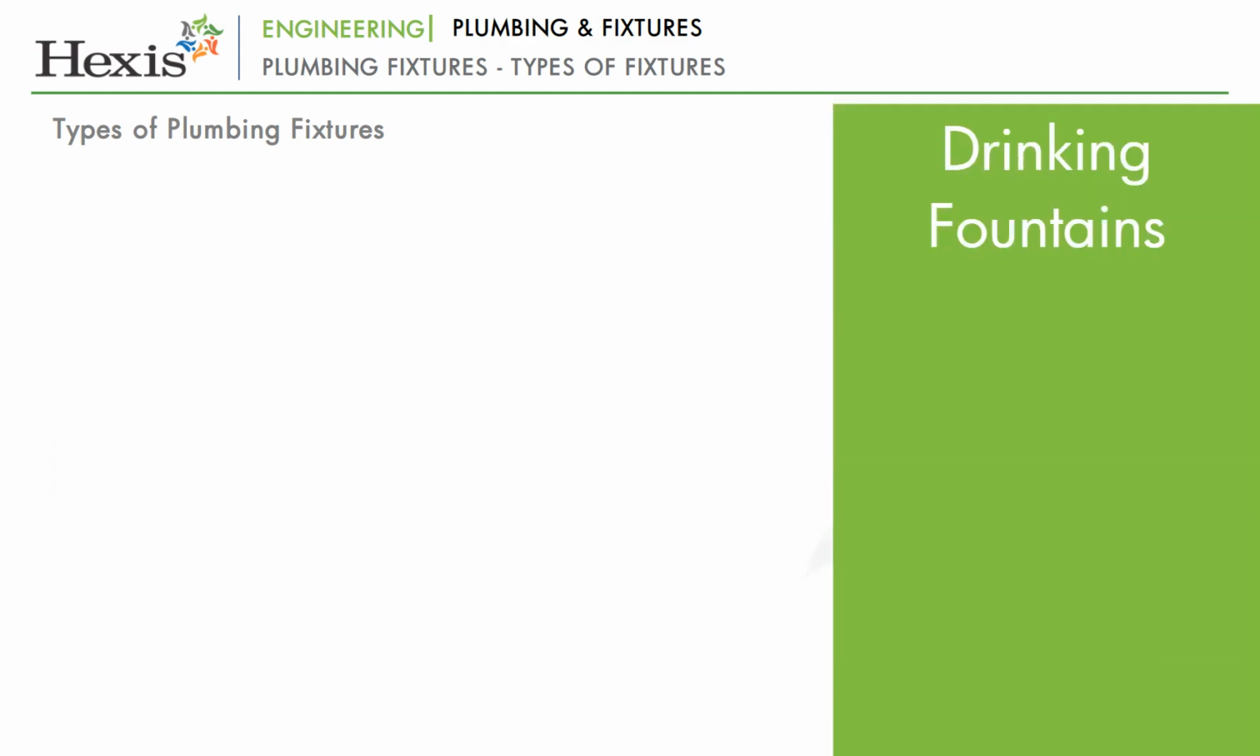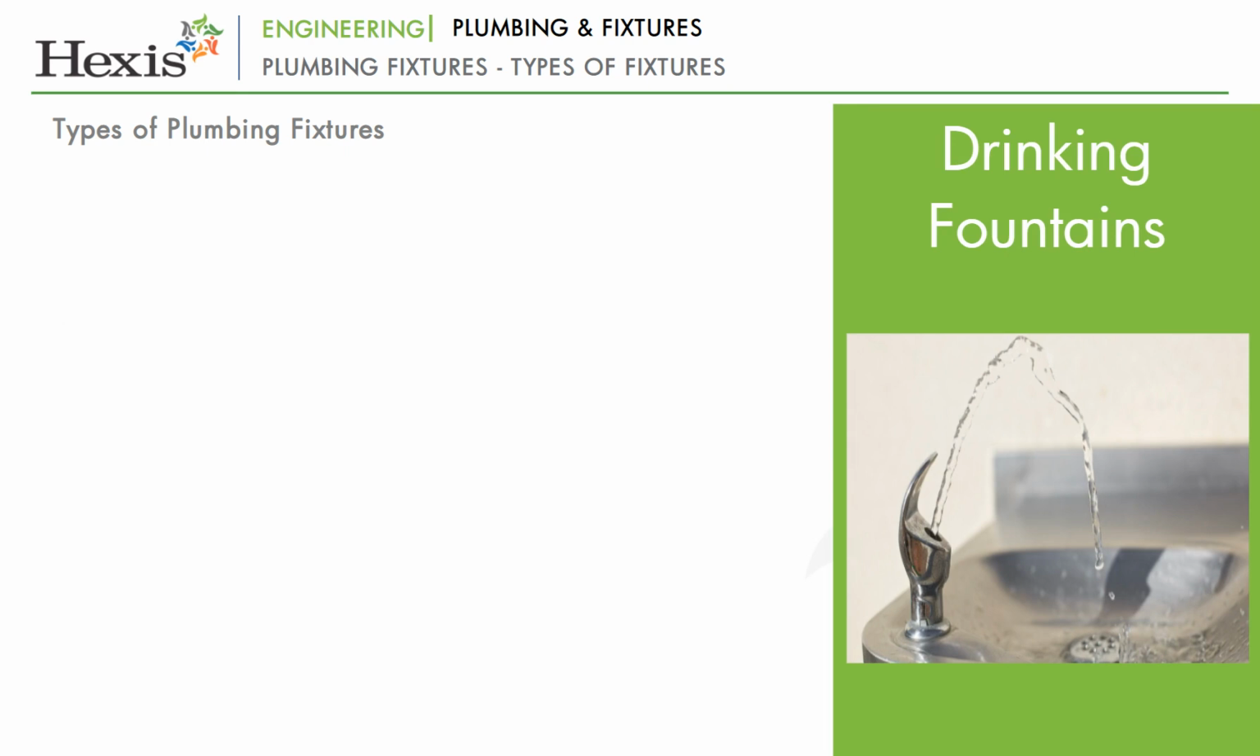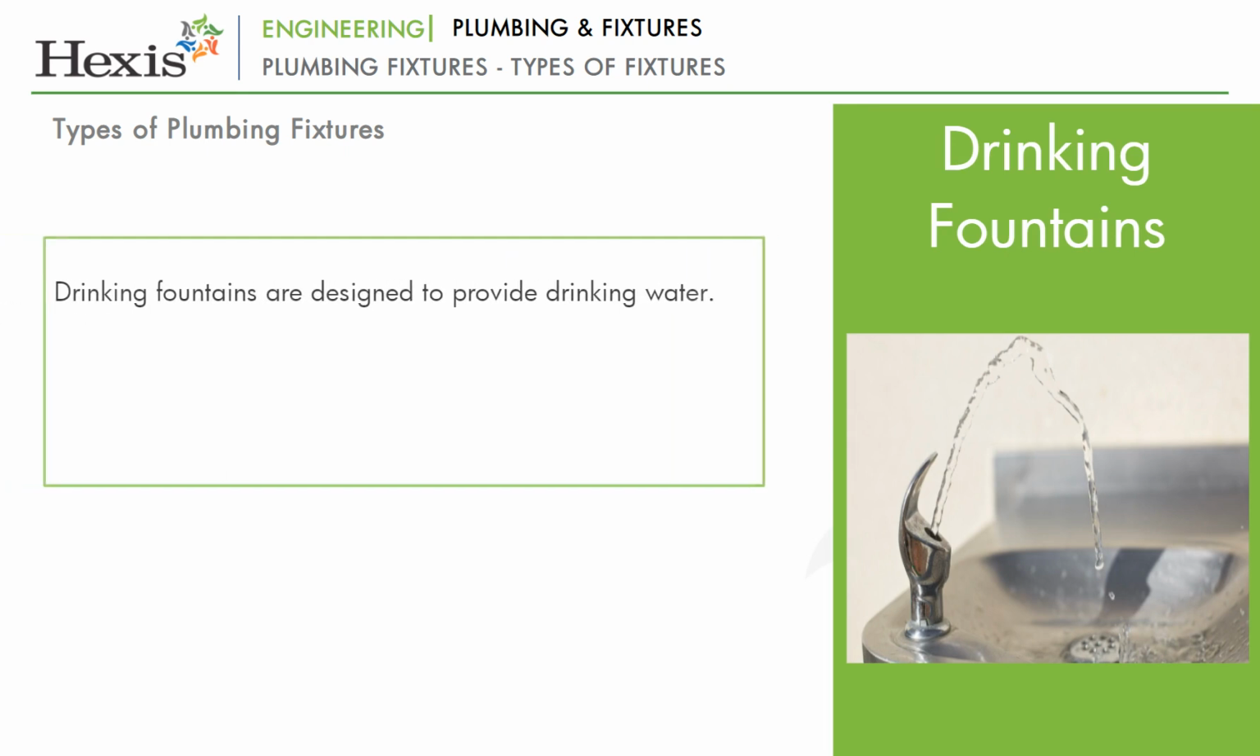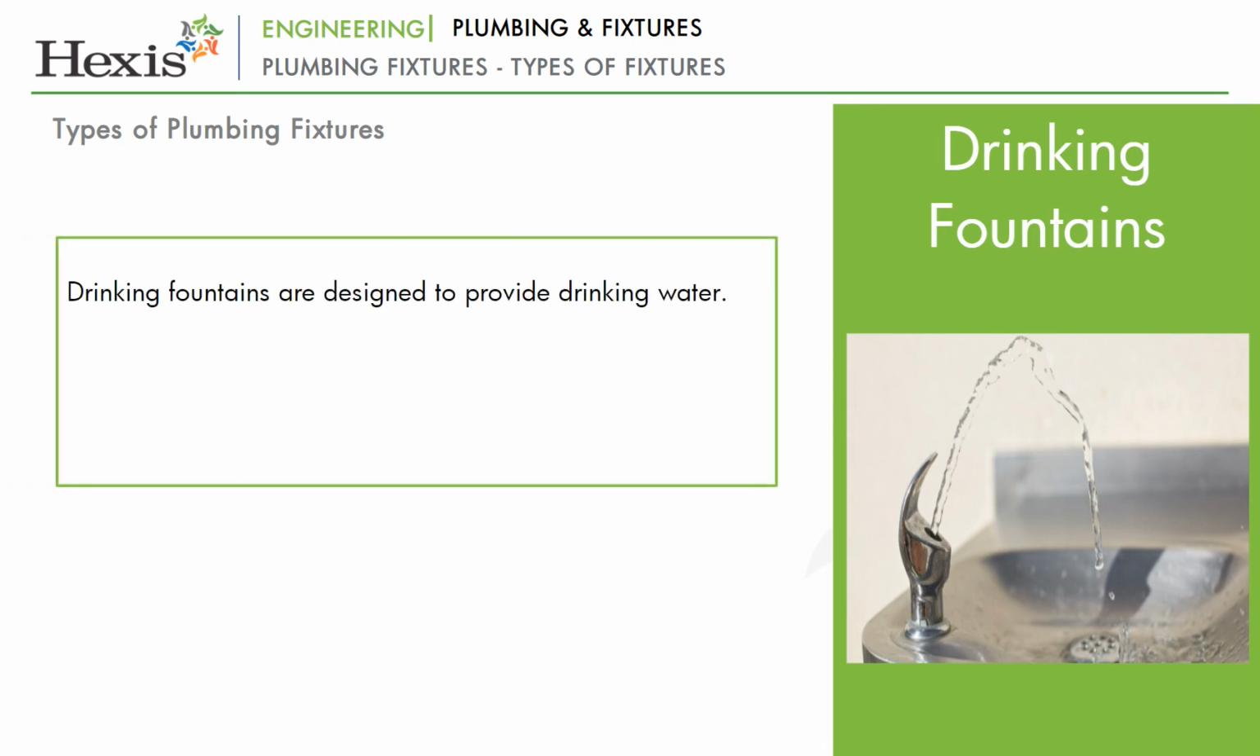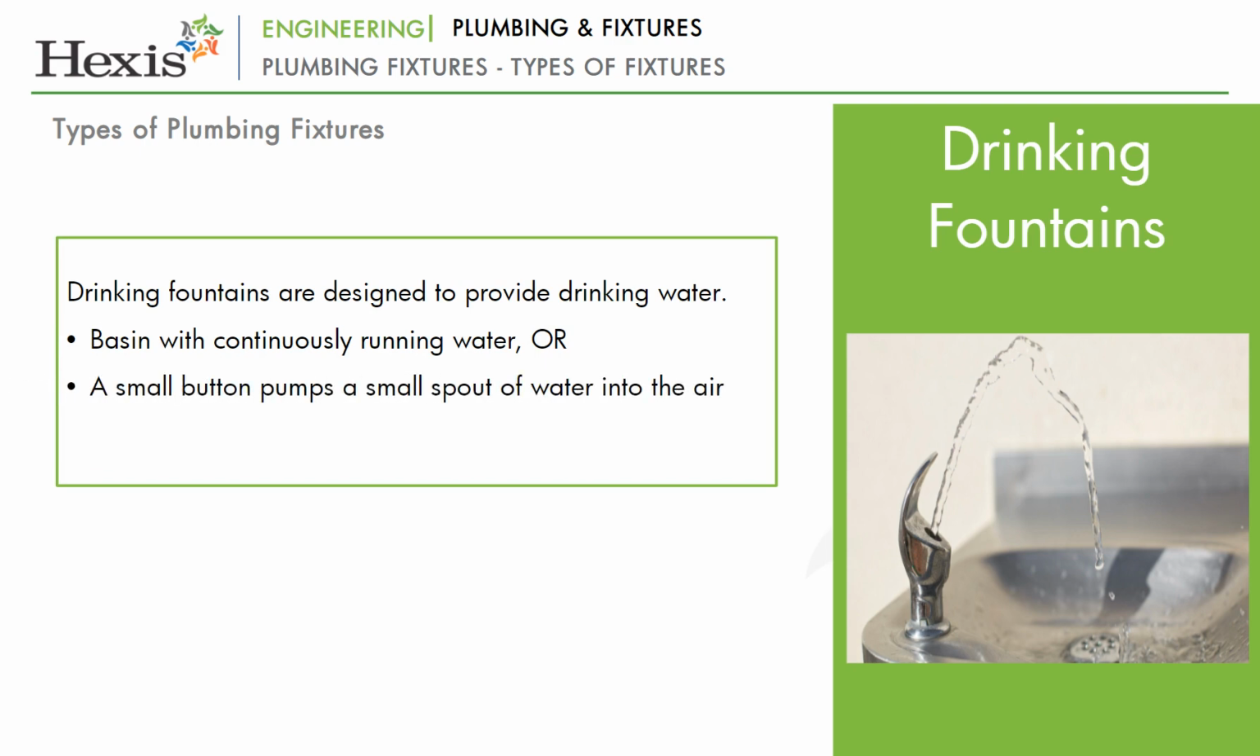Drinking fountains, also called a water fountain or bubbler, is a fountain designed to provide drinking water. It consists of a basin with either continuously running water or, by pressing a small button, pumps a small spout of water into the air to allow you to bend down and drink. These are prevalent at malls and areas where there are likely to be large crowds.